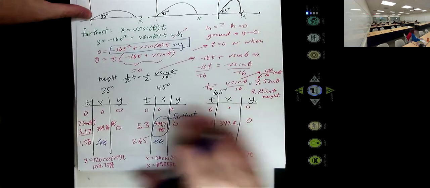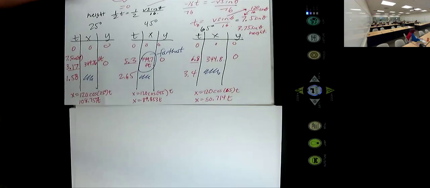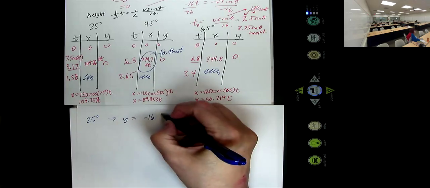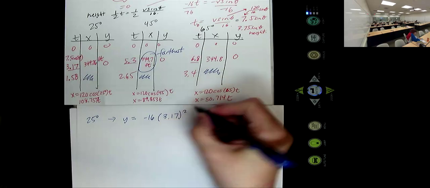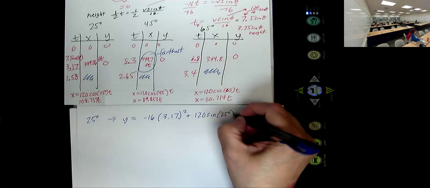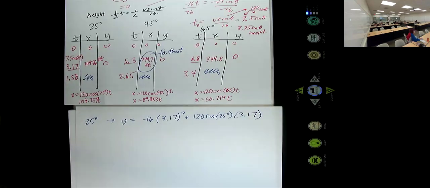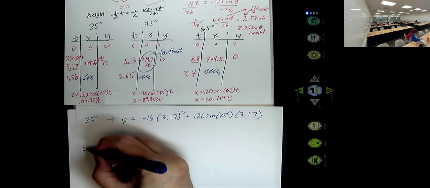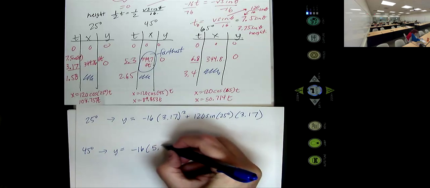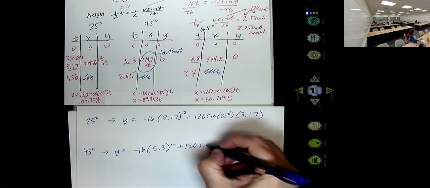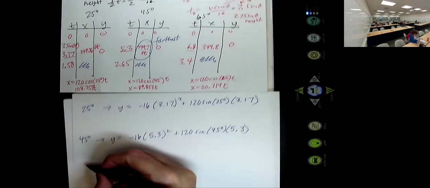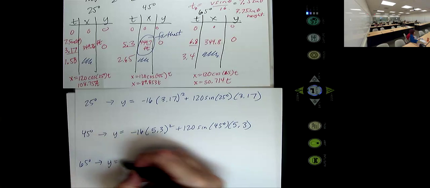So let me put this on another picture. So for 25 degrees, y is negative 16 times 3.17 squared plus 120 times sine of 25 degrees times 3.17. This is not gonna be fun calculator work. But I'm writing out all of these right now real quick. After this, it's just a calculator grind.